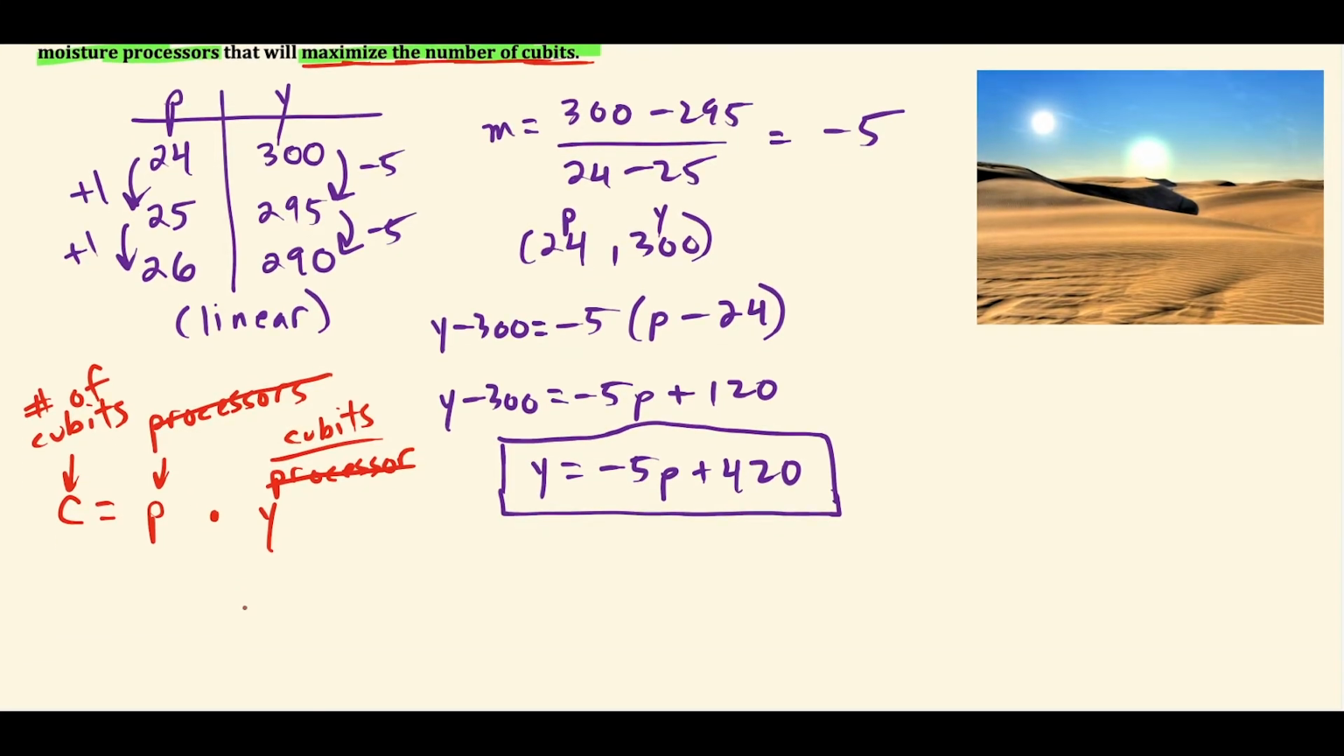But the main challenge with optimization problems is you have to set up an equation, but you have to turn it into a single variable function.